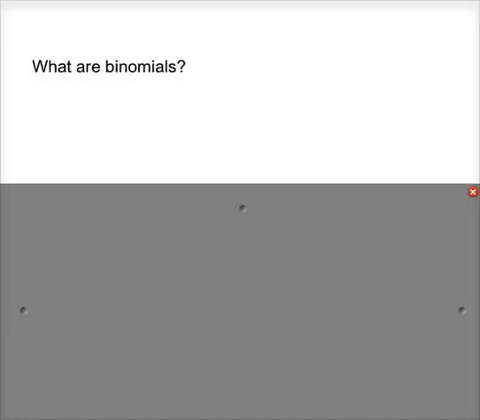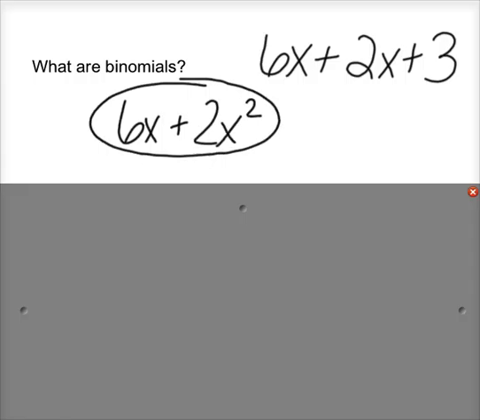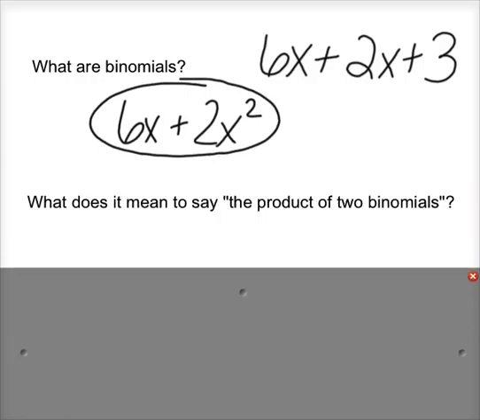Alright, so first, what is a binomial? We know a monomial is something like this. If we add two or three more monomials, we have a polynomial, specifically a trinomial. A binomial is just two monomials. So, for example, 6x plus 2x squared. This is our binomial.